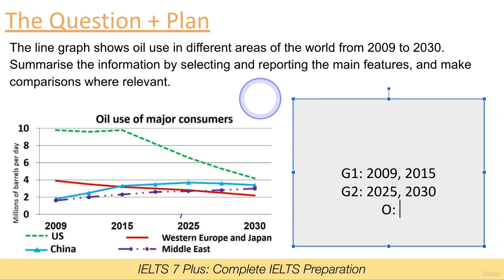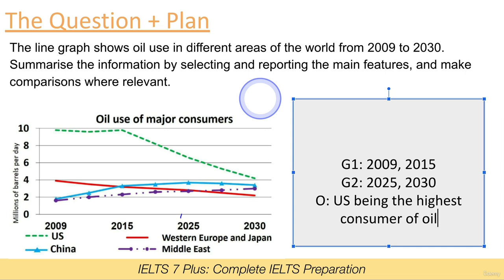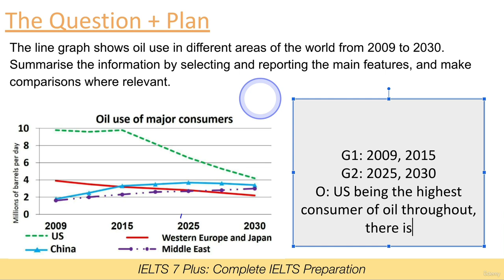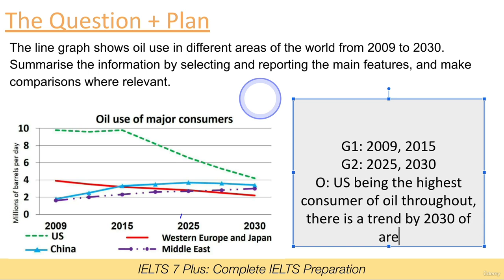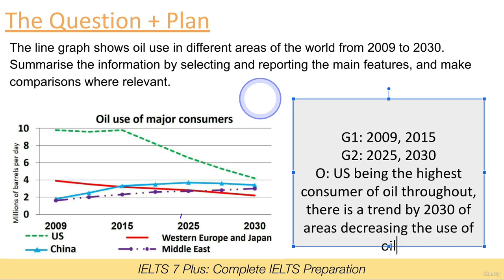So the overview, then we can talk about the US being the highest consumer of oil throughout, and there is a trend by 2030 of areas decreasing the use of oil.